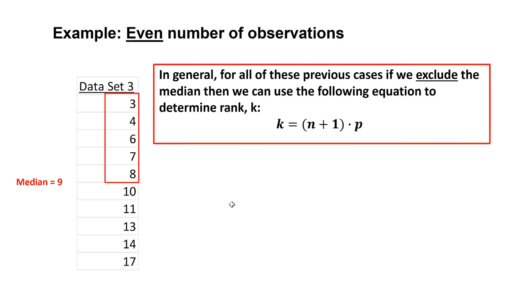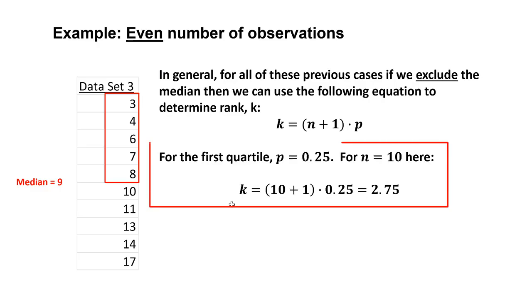We're going to use this formula here, and this applies to any number of observations, whether you have an odd or even number of first half values. It works in any case if you want to exclude the median. So we're going to use this equation to determine the rank, which is k, n plus 1, n is the number of observations, times p. So p would be 0.25 for the first quartile, 0.75 for the third quartile. For the first quartile, p is equal to 0.25.